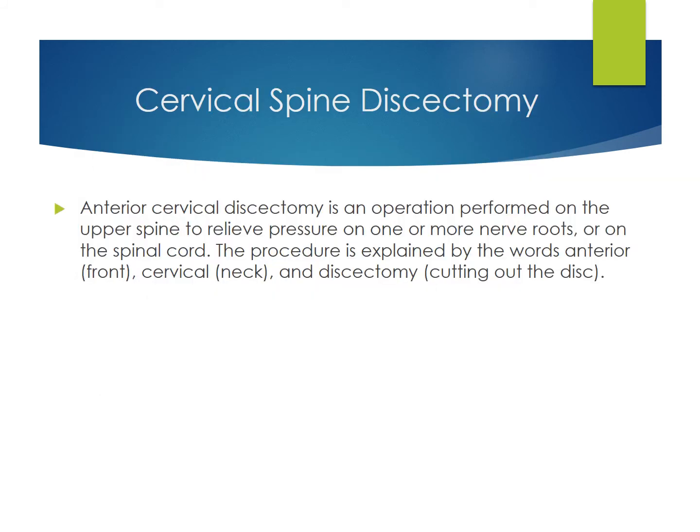Cervical spine discectomy. Anterior cervical discectomy is an operation performed on the upper spine to relieve pressure on one or more of the nerve roots or the spinal cord. The procedure is explained by the words anterior, front; cervical, neck; and discectomy, cutting out the disc.